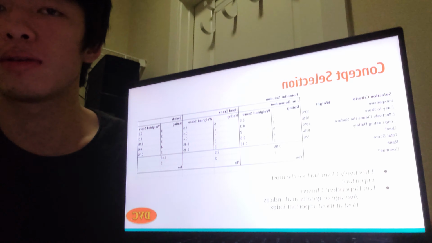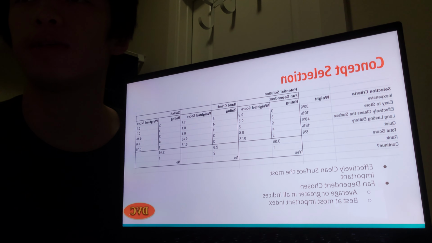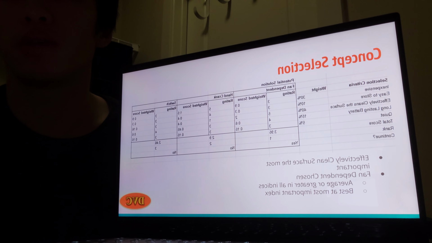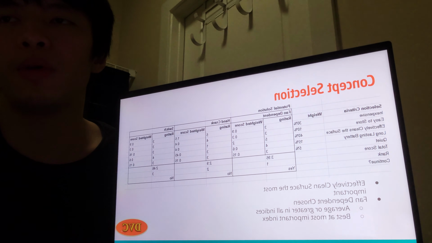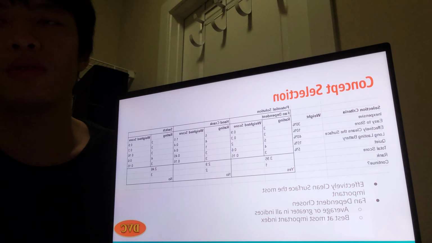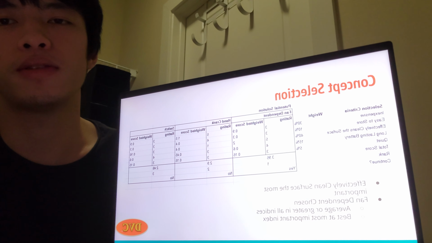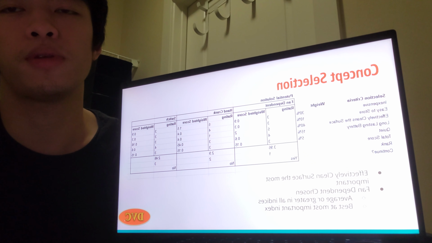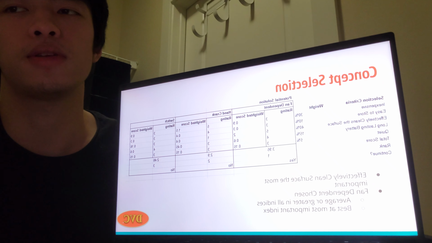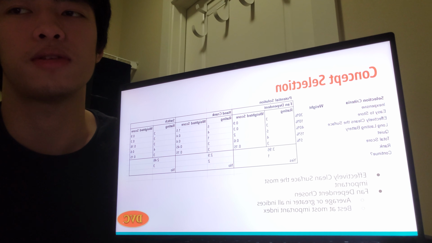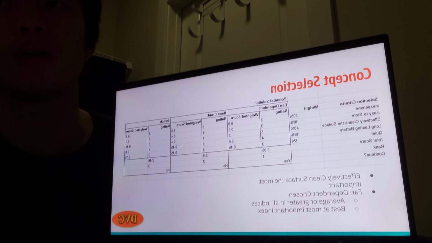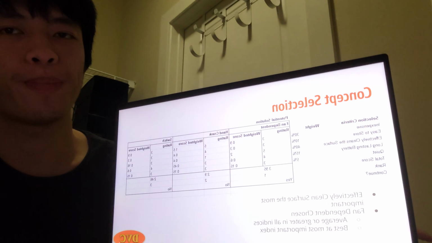Next is the concept selection. We list all the requirements of our vacuum and also list the weight of them, and then we find that the efficient cleaning surface is most important, so the final choice is higher than average, and the final choice is the most important indicator of our vacuum.